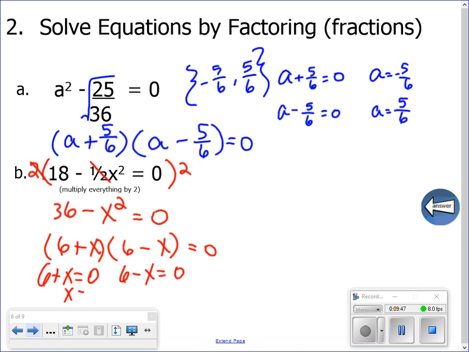Here we would have x is equal to negative 6. And here we would have negative x is equal to negative 6, so that would mean x is equal to positive 6. And so we see our solutions here are negative 6 and 6. Again, you want to go back and check your solution just to make sure that everything matches up.